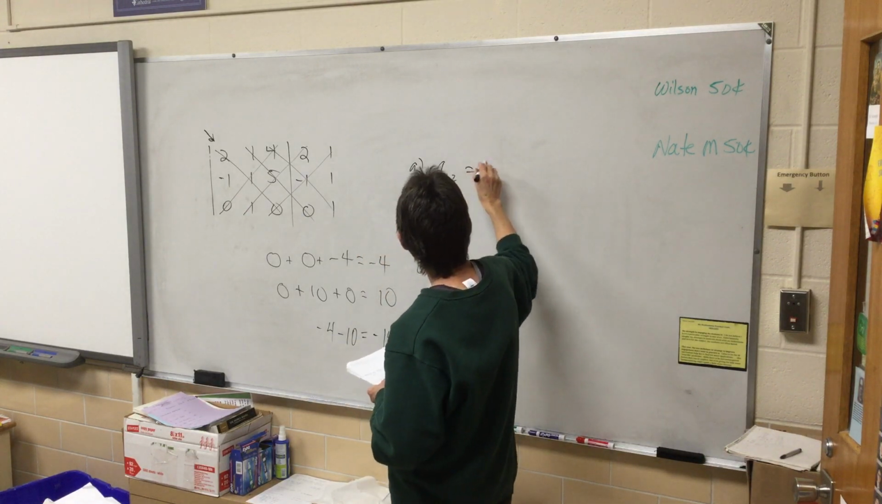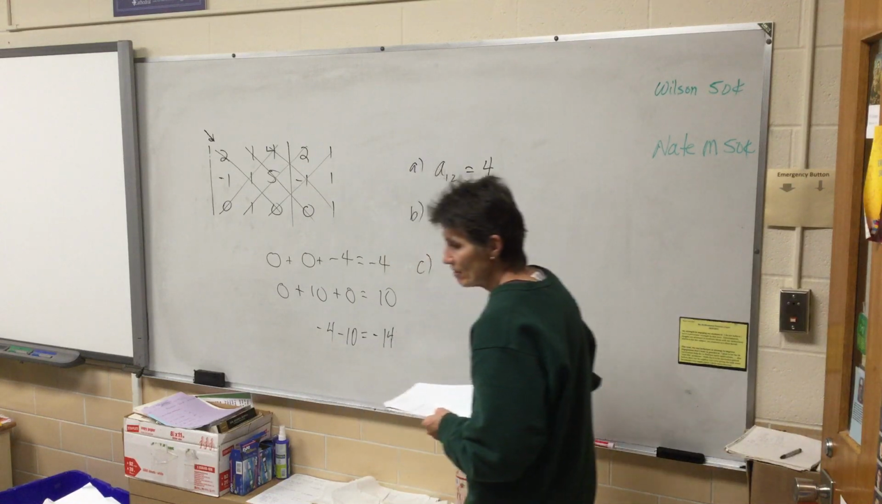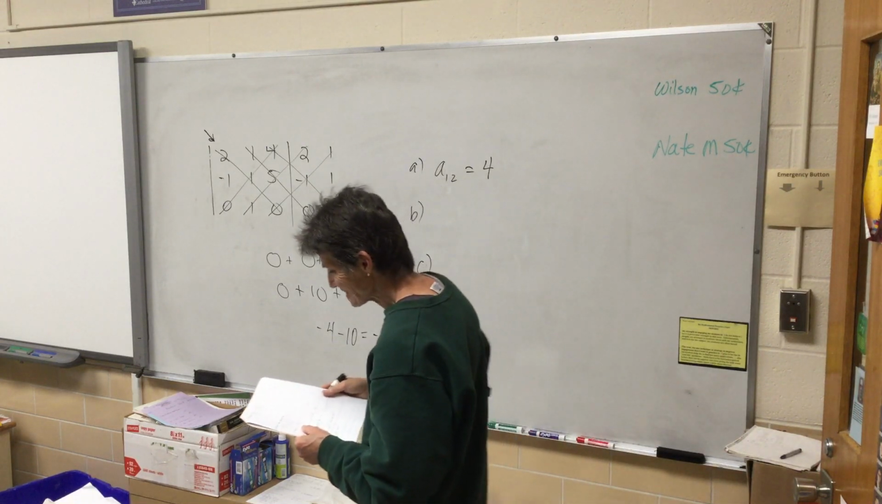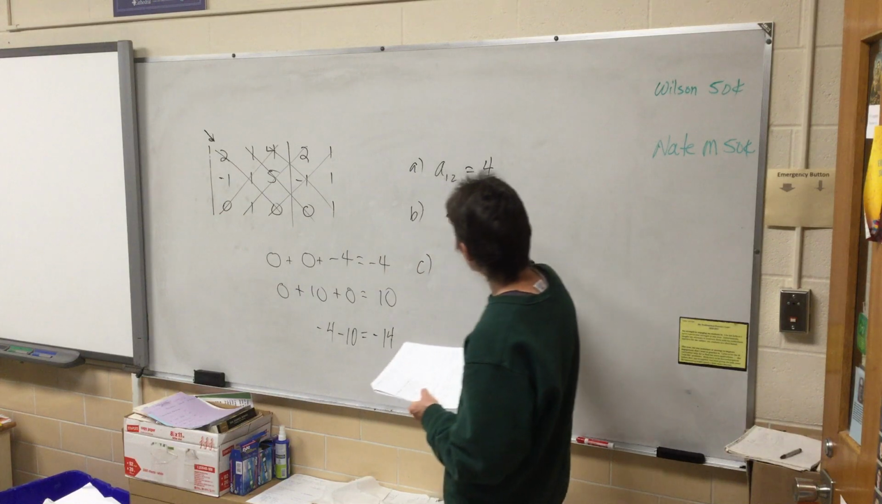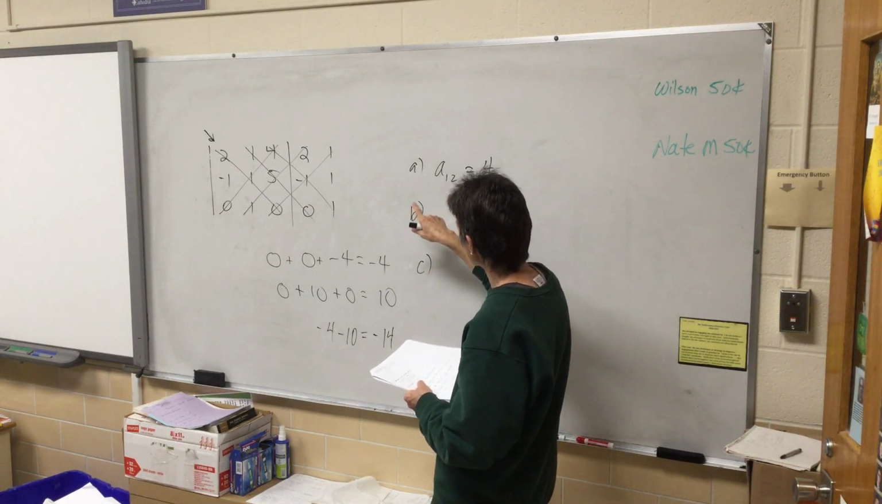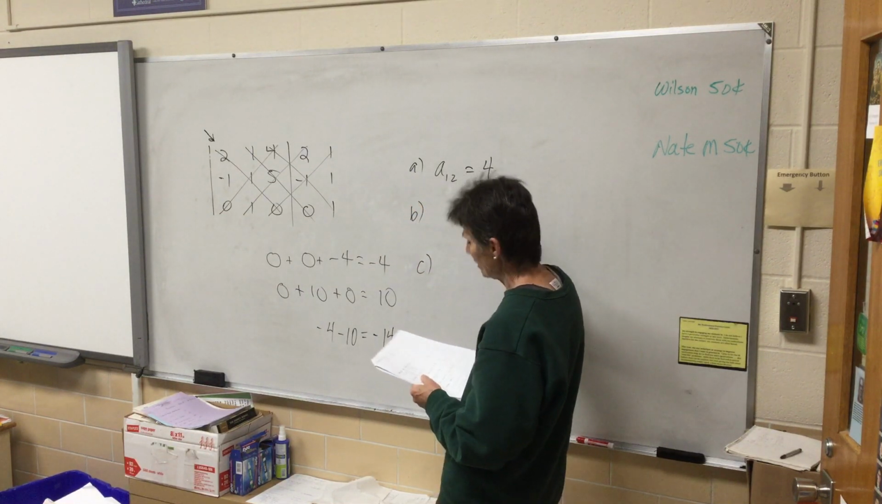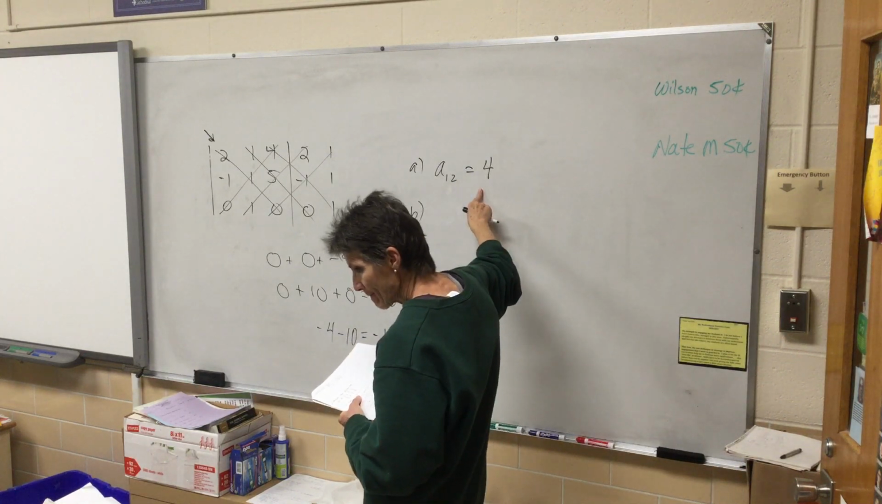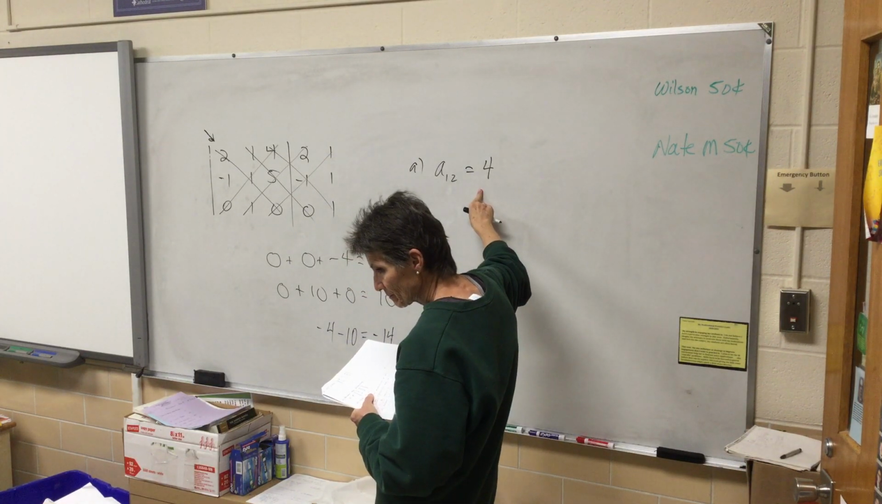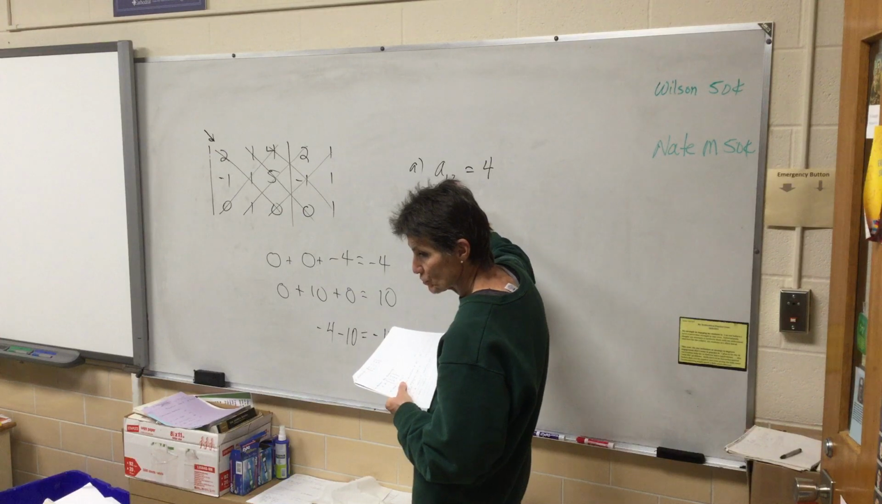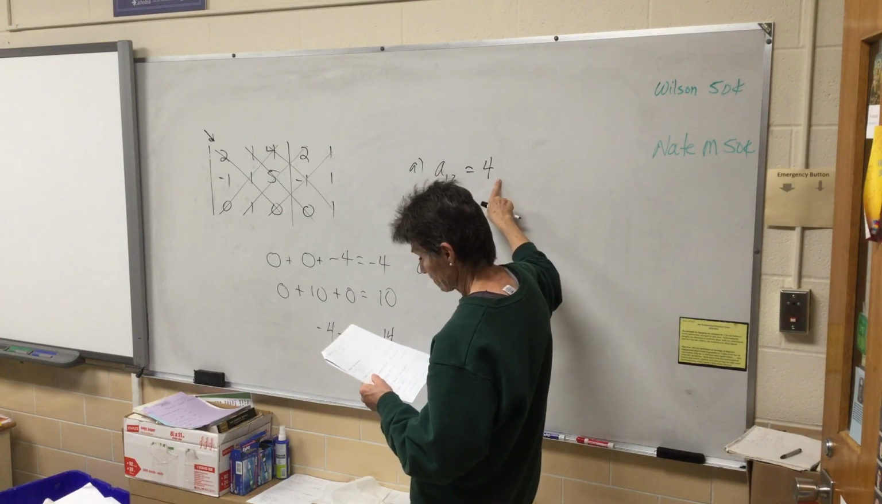4. First row, second column. Look at your matrix. What number is in the first row, second column? Isn't it a 4? That's what this means. First row, second column.